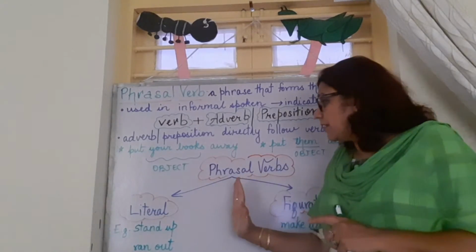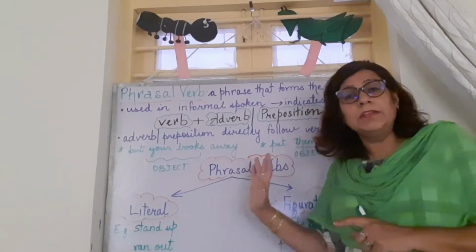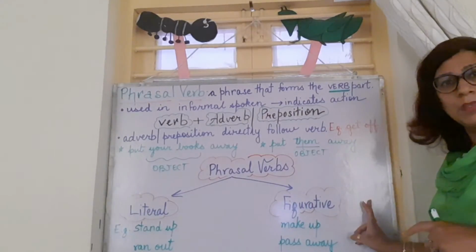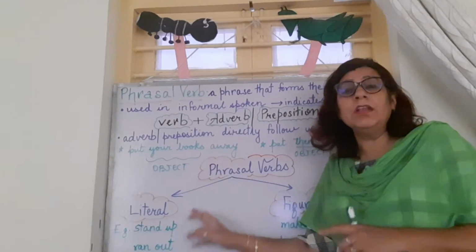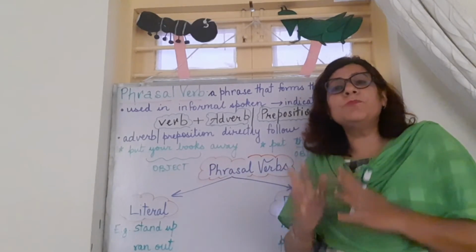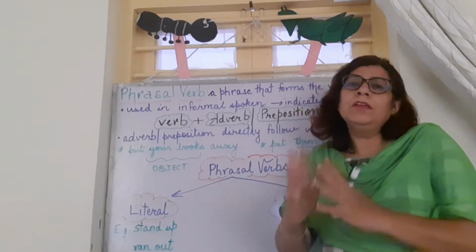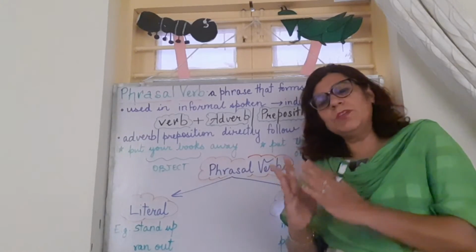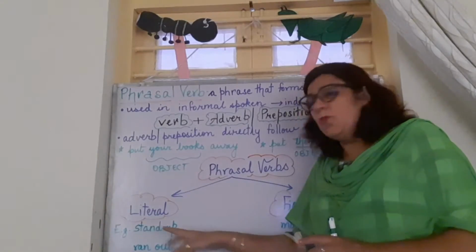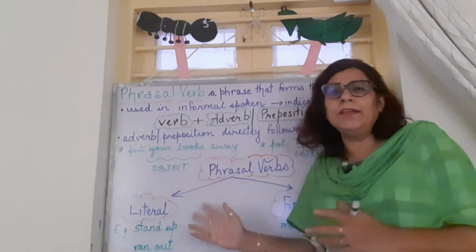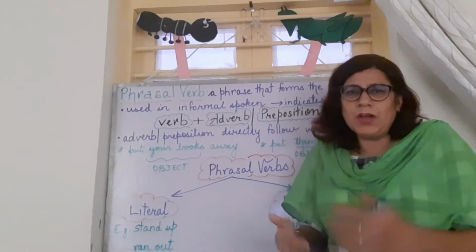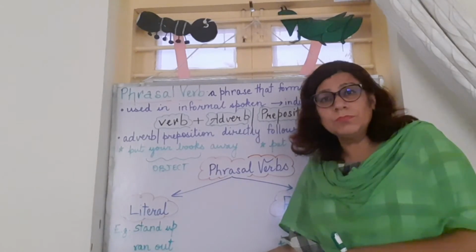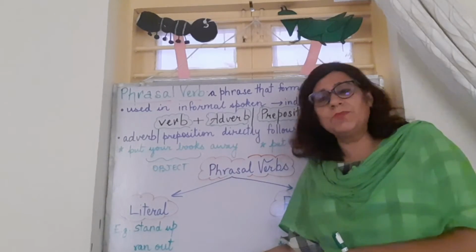Then we come to types of phrasal verbs. There are two types of phrasal verbs, literal and figurative. Literal phrasal verbs are those which mean the same as what we read. Whatever the verb means, the phrasal verb means the same. Like stand up. Here stand up means stand up, if you ask somebody to stand up. Then run out. Run out is the same as what it looks.